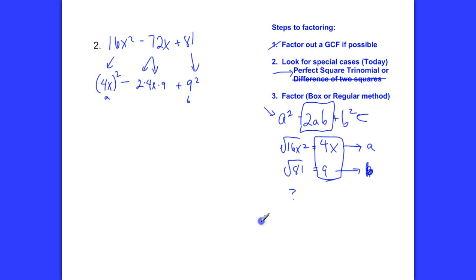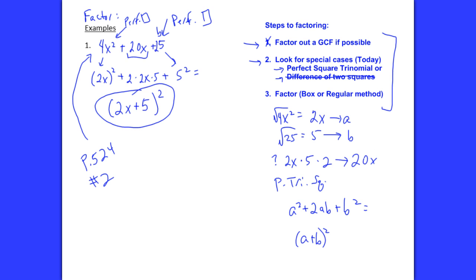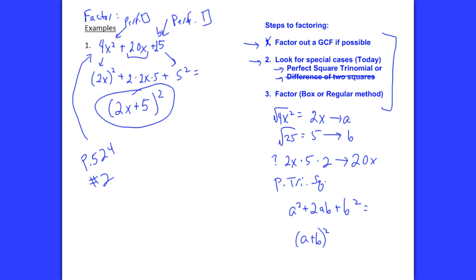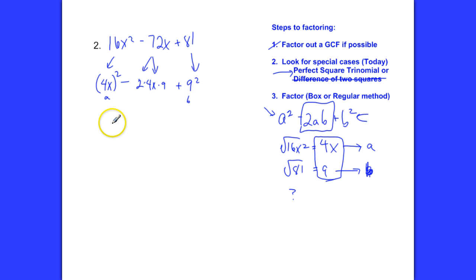So since it's a perfect trinomial square, if you go back to the top of your page, we're going to use this pattern right here: a squared minus 2ab plus b squared, which factors as a minus b, quantity squared. So this is really easy to factor. Look at that. A is 4x minus, because that's a minus sign, 9, put that quantity squared. And that's the answer. And you can multiply it back.